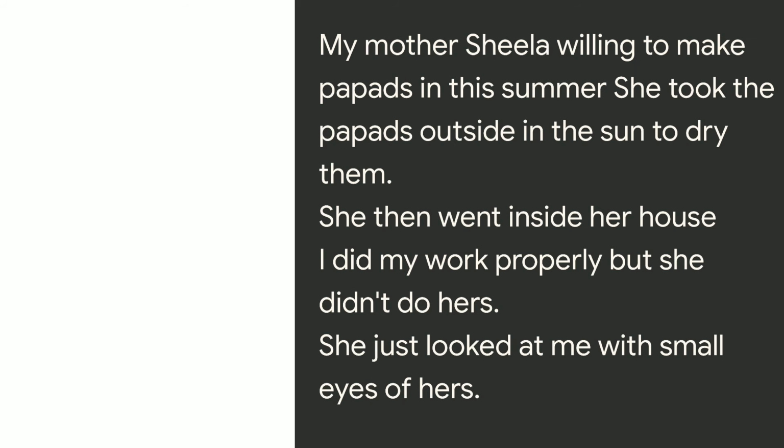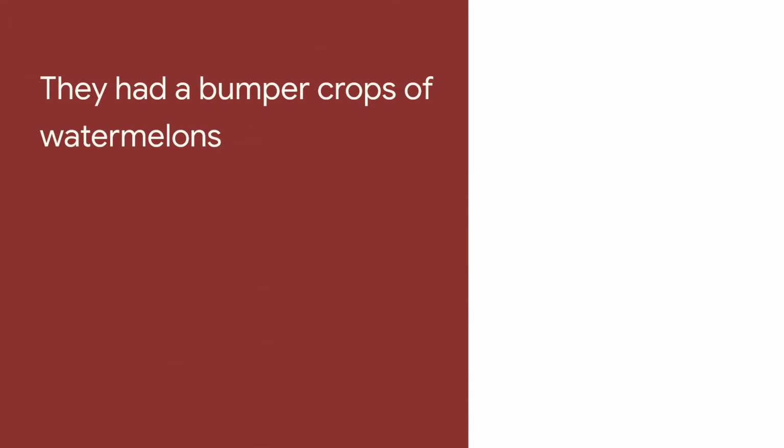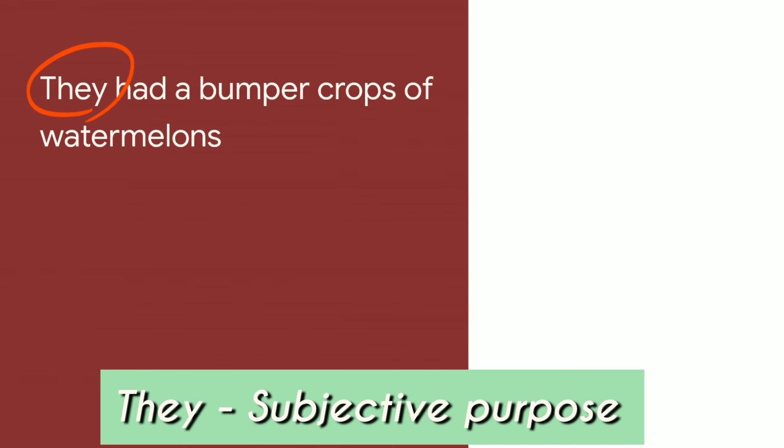Let's see which pronoun we use for the third person if the third person is more than one person. I'll tell you through sentences, and then we will understand which pronoun we use for the subjective, the possessive and the objective. They had a bumper crop of watermelons. In this, for representing more than one person who is the third person, we use they. They had a bumper crop of watermelons.